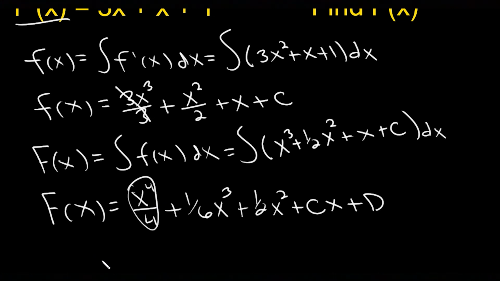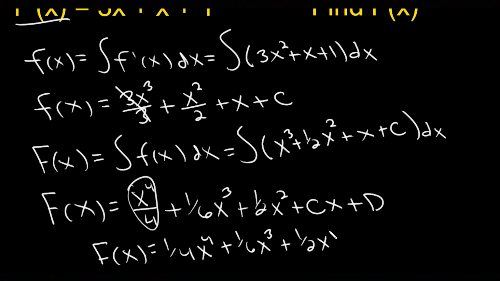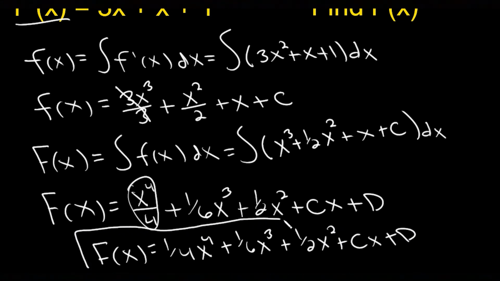So for example, you could say capital F of x is equal to 1 over 4, and then x to the 4th power, plus 1 over 6, x to the 3rd power, plus 1/2, x to the 2nd power, plus cx, and then plus d. All right, and there we go. So that was definitely a longer one. You actually had to take the antiderivative 2 times there. But hopefully that made sense.